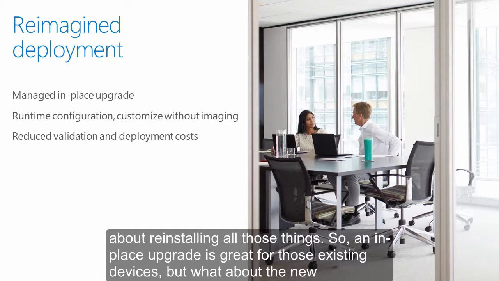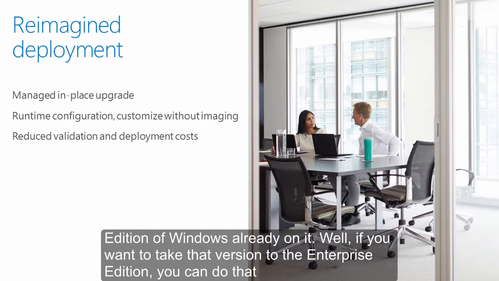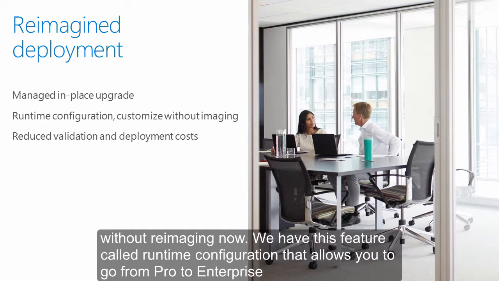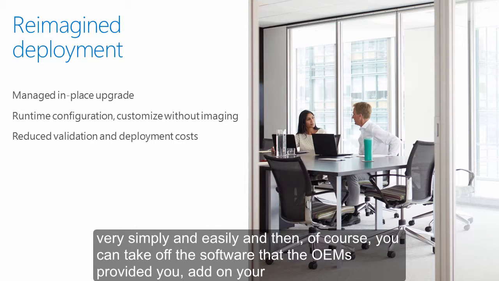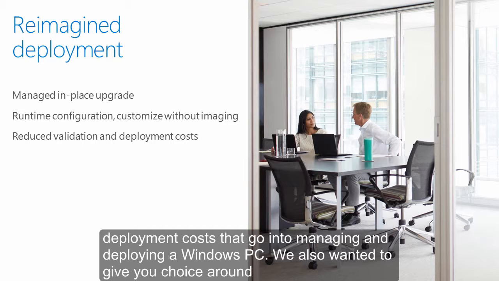So an in-place upgrade is great for those existing devices, but what about the new devices that you buy from your favorite OEM? You unbox that machine, you set it on the table, it already has the Pro Edition of Windows already on it. Well, if you want to take that version to the Enterprise Edition, you can do that without re-imaging now. We have this feature called Runtime Configuration that allows you to go from Pro to Enterprise very simply and easily. And then, of course, you can take off the software that the OEMs provided you, add on your own software to make it unique for that user. But we do a lot of this just to help reduce the validation and the deployment costs that go into managing and deploying a Windows PC.